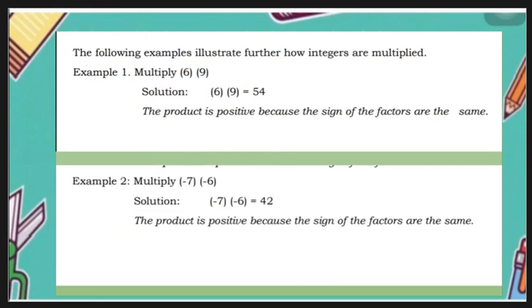Example number 2. Multiply negative 7 and negative 6. Therefore, negative 7 multiplied with negative 6 is equal to 42. Positive 42. The product is positive because the sign of the factors are the same. Same negative.